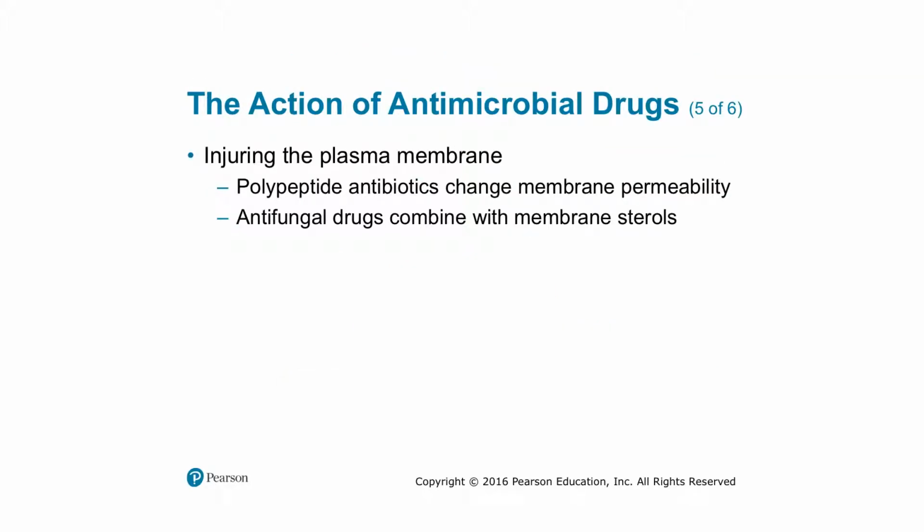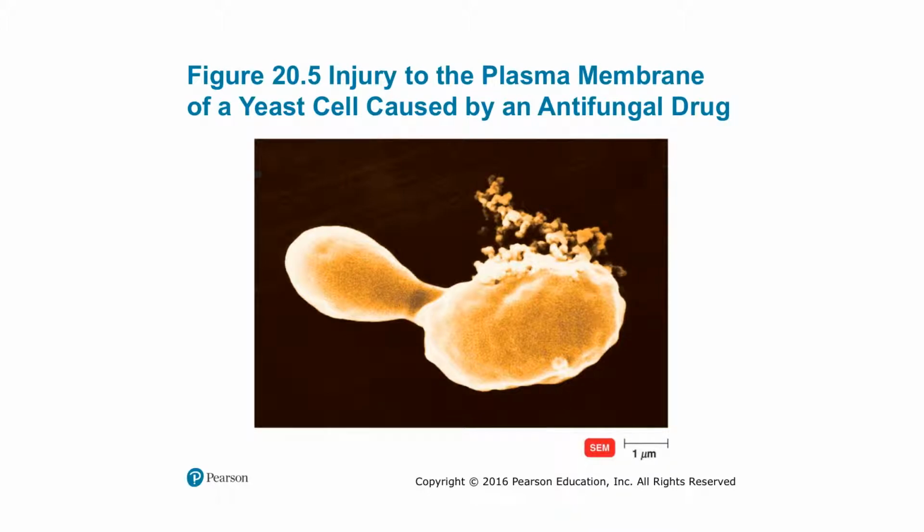The next one is injuring the plasma membrane, where the polypeptide antibiotics can change the membrane permeability, and antifungal drugs combine with membrane sterols to disrupt the membrane. Here you can see a yeast getting damaged by an antifungal drug.